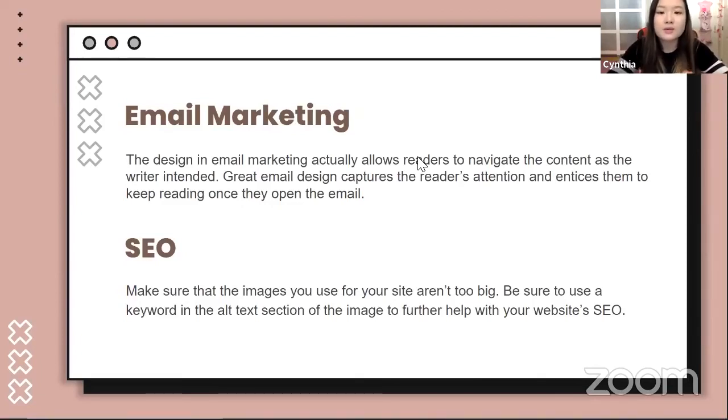And for SEO, you want to make sure that the images your site are using aren't too big, as it will make your website load slowly and negatively impact the search engine results page rankings. Also, you want to be sure to use a keyword in the alt text section of the image. So you want to name your images or your files correctly so that it helps your website's SEO.